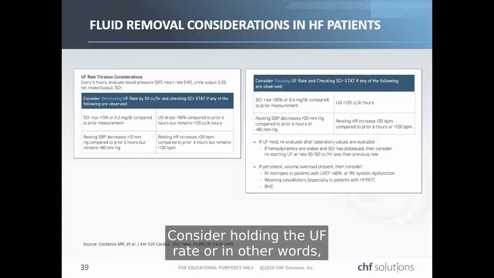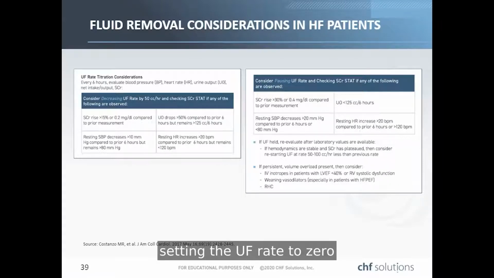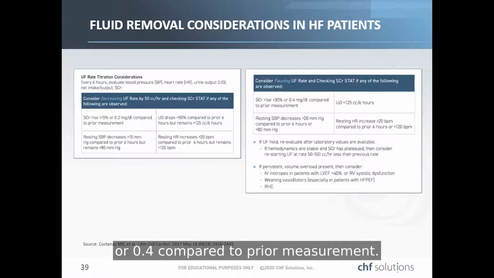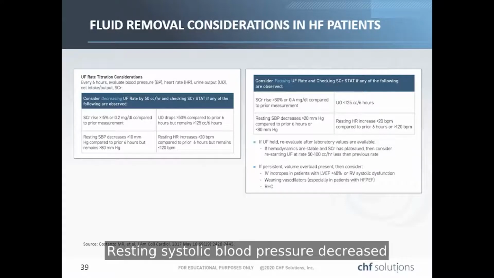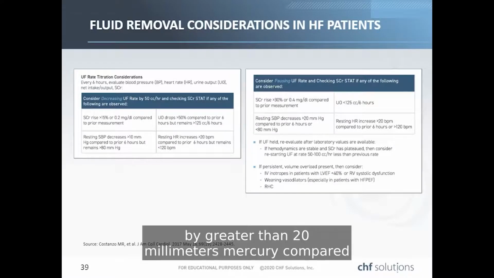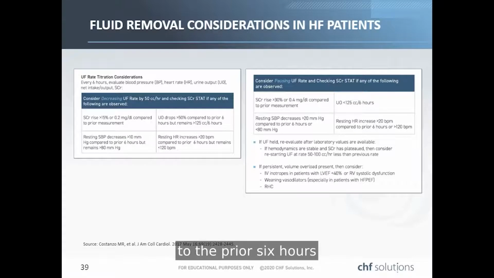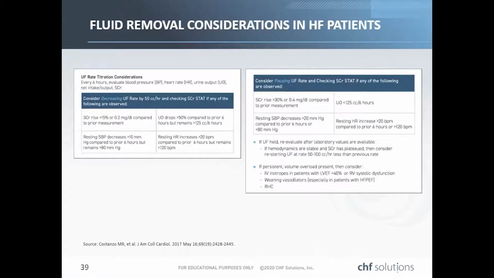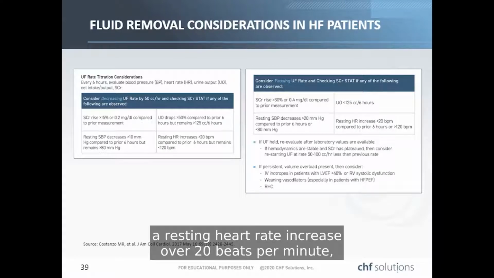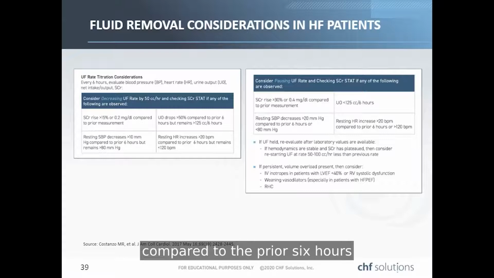Consider holding the UF rate, or in other words, setting the UF rate to 0, if any of the following are observed: serum creatinine rise over 30%, or 0.4 compared to prior measurement, urine output below 125 cc's in 6 hours, resting systolic blood pressure decreased by greater than 20 millimeters mercury compared to the prior 6 hours, or any time systolic blood pressure is less than 80, a resting heart rate increase over 20 beats per minute compared to the prior 6 hours, or any time it's above 120.